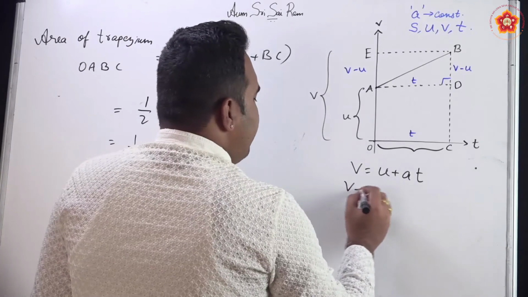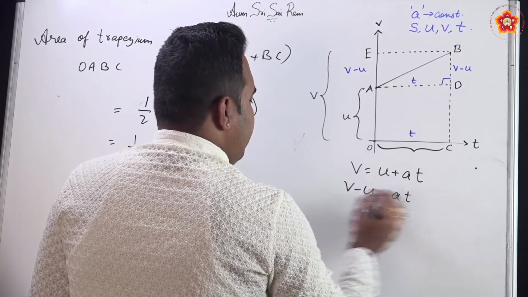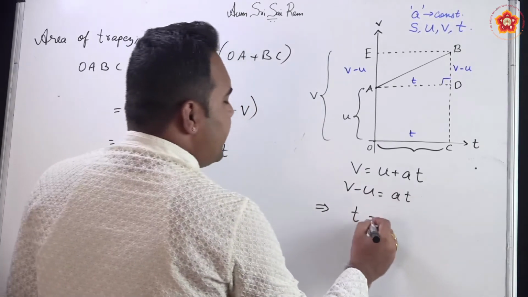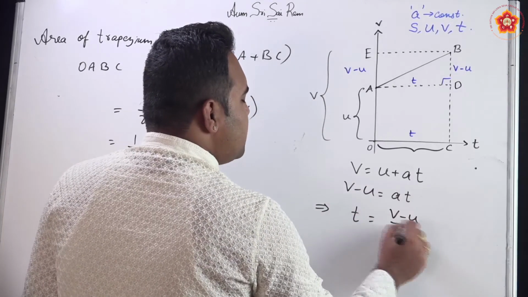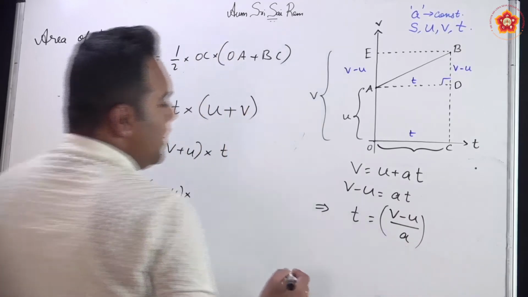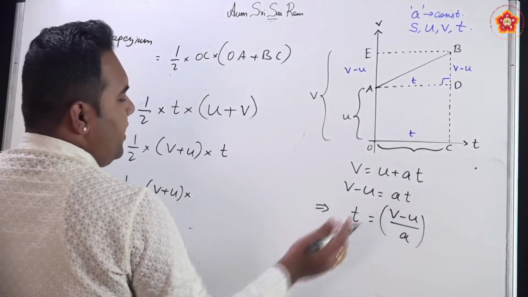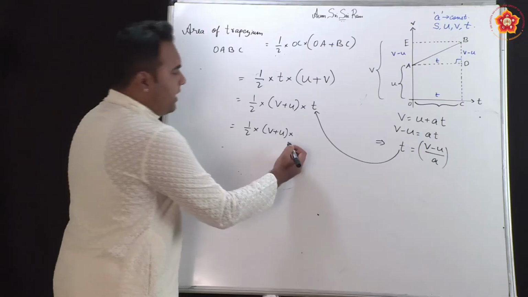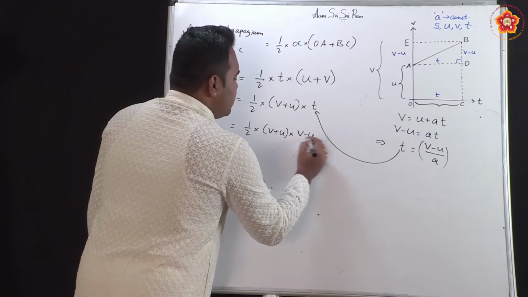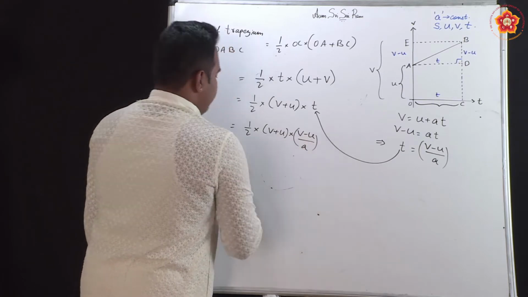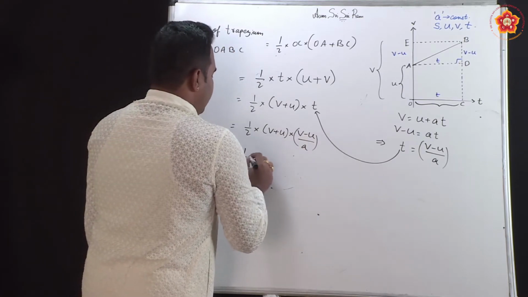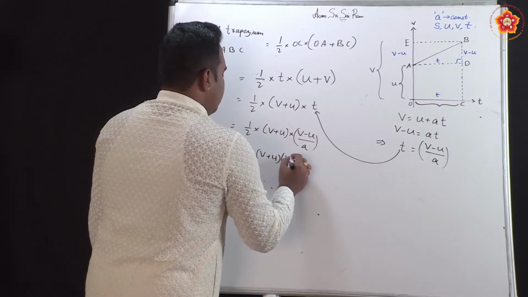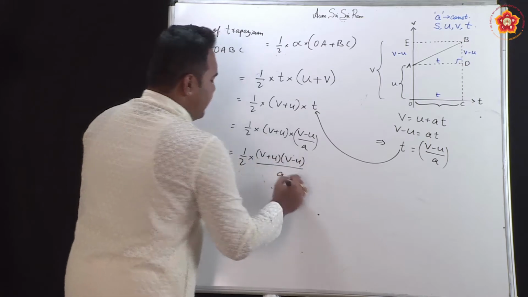Now, V minus u will be equal to at, or if you just keep time on the left hand side, we have V minus u divided by a. So, t can be substituted with V minus u divided by a, that is what we will be doing here. So, we have half into V plus u into V minus u divided by a.